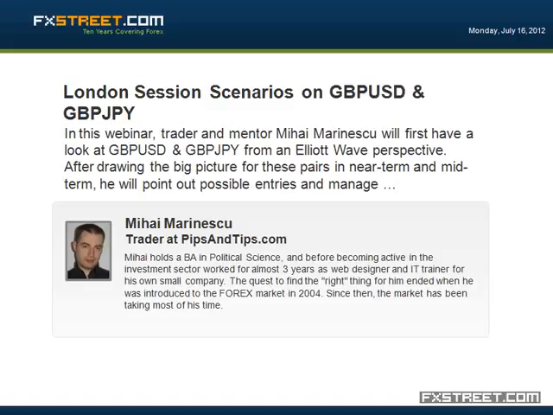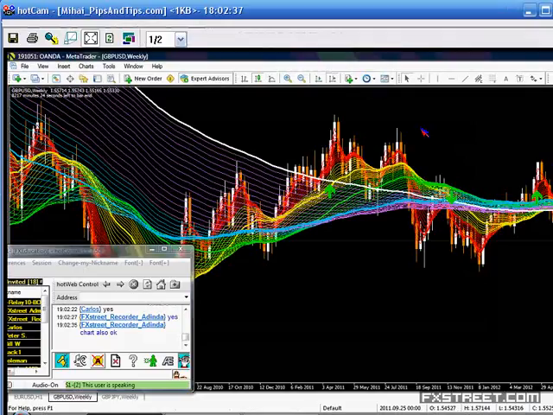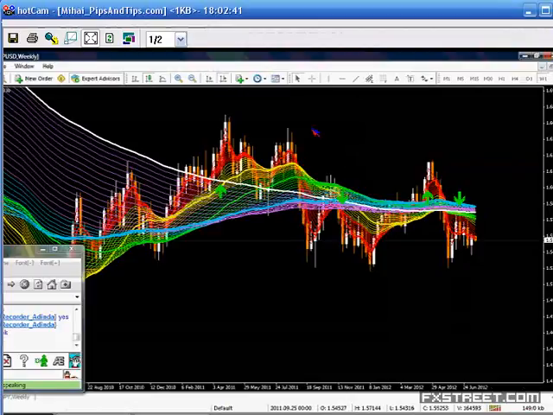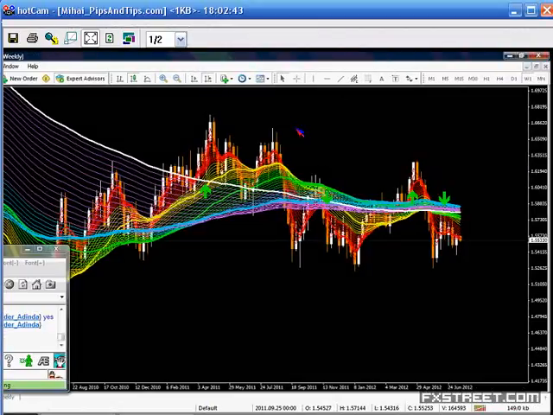All right. This is London session scenario, guys. We're looking at pound dollar and pound yen. We're going to analyze a bit the market from an Elliott Wave perspective. We're going to identify key levels in the market, and we're going to use the rainbow template to possibly identify scenarios, trades for today, for short term and for swing trading as well. We're going to start with pound dollar, guys.